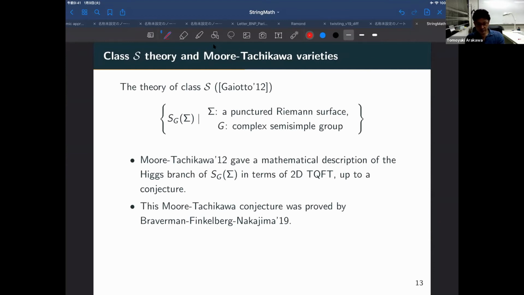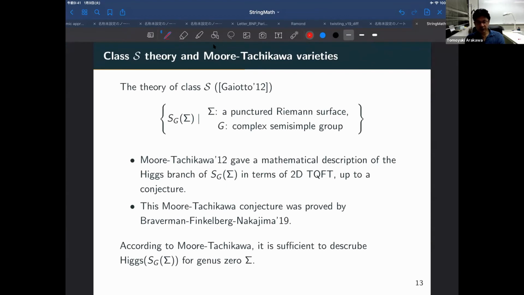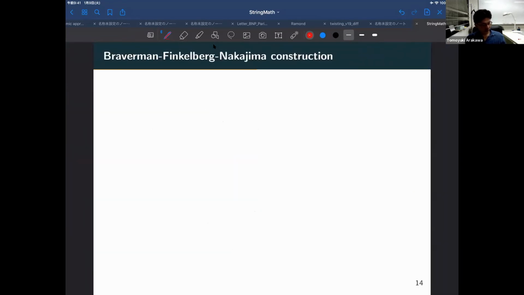And so one of the statements of Moore-Tachikawa is that it is sufficient to describe a Higgs branch for a genus 0 Riemann surface, because we can glue the genus 0 Higgs branches to obtain Higgs branches for arbitrary genus. So let me explain the Higgs branch for the genus 0 case.